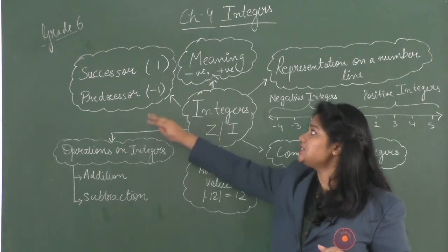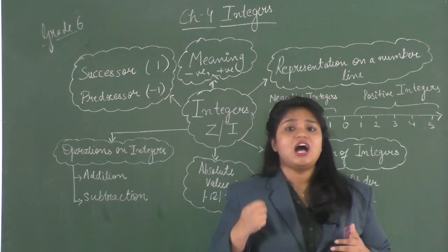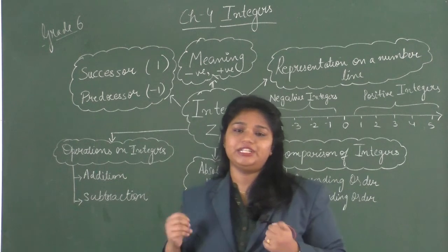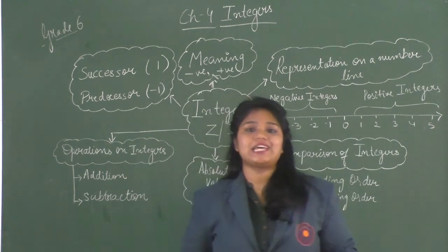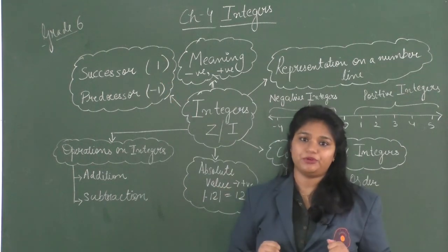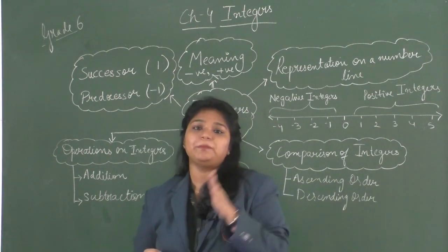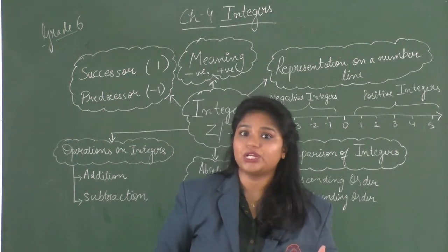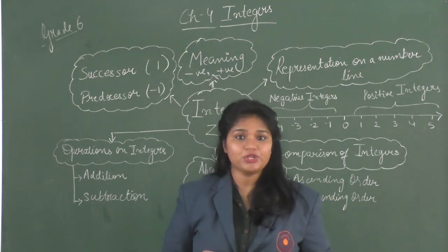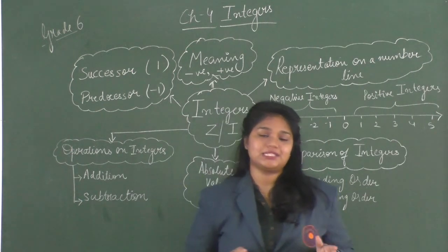After this, we learned about successor and predecessor of an integer. How do we find successor of an integer? You can find successor of an integer by adding 1 to the given number. For example, successor of 3 is 3 plus 1, that is 4. Successor of -4 is -4 plus 1, that is -3.